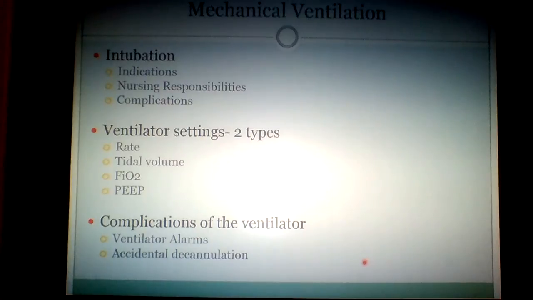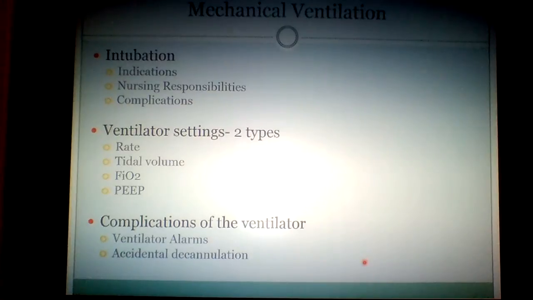Tidal volume, okay? With tidal volume, that is the total amount of air that a patient breathes into their lungs. That's the whole amount of air that you breathe in. So that's important to know.